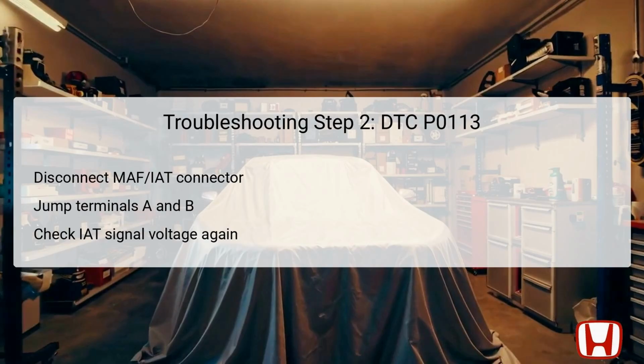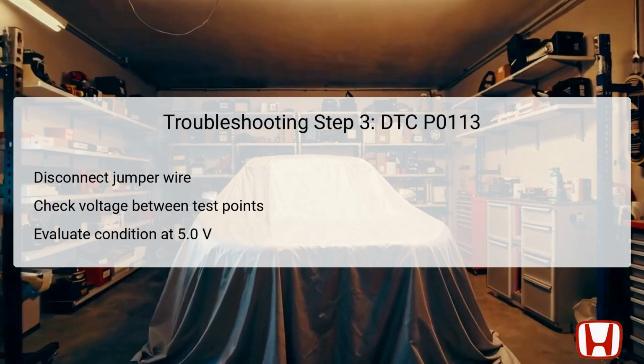However, if the voltage fails to meet the threshold, it suggests that the MAF sensor or IAT sensor may need replacement as they are likely defective. For the third step in the troubleshooting process, it's necessary to remove the jumper wire that was connected in the previous step. With the vehicle off and the MAF IAT sensor 5P connector disconnected, your next action is to turn the vehicle on again and measure the voltage between two specific test points.